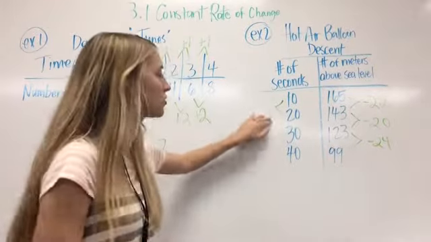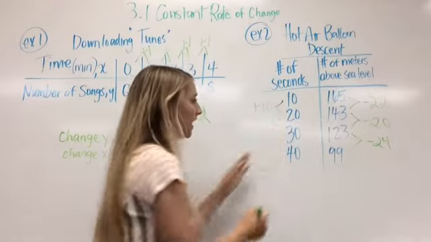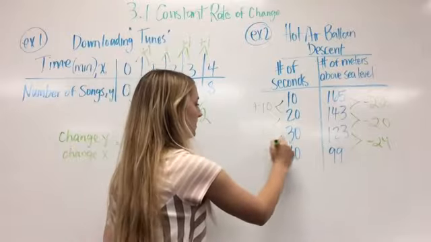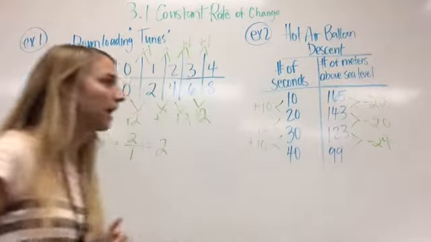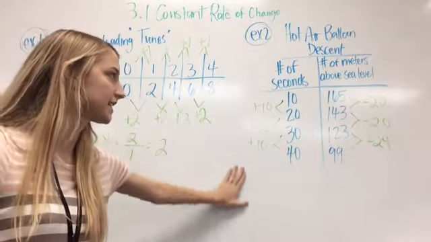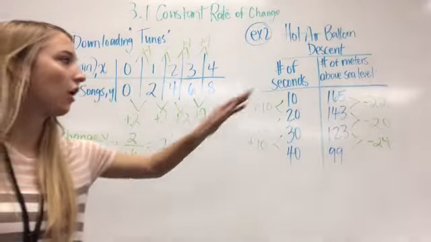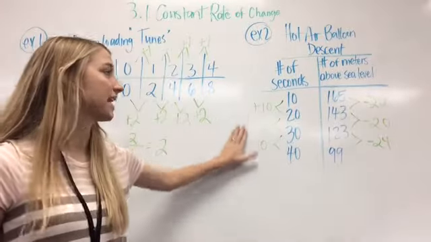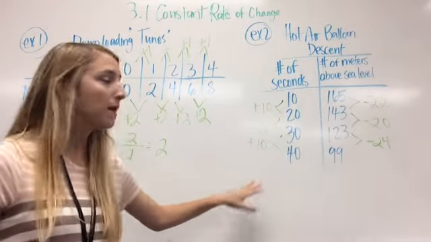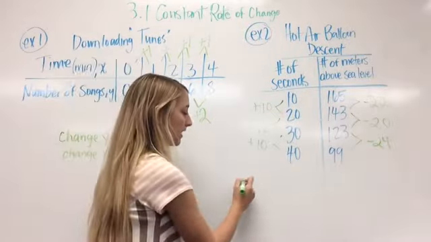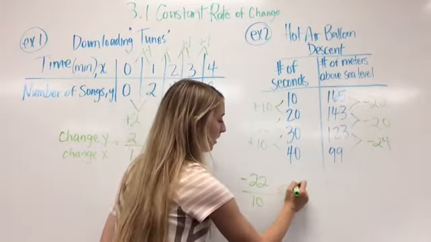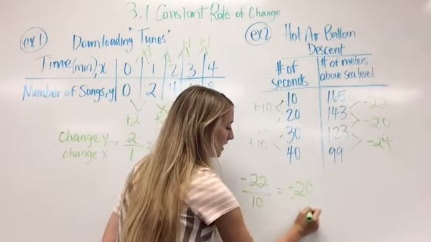So how did I get from 10 to 20? I added 10. How did I get from 20 to 30? Added 10. 30 to 40, still added 10. Okay, so let's put our change over our Y's to our change over our X's. We already know one thing, our Y's are different and our X's are the same. So that tells me already I don't have a constant rate of change. But I'm just going to write it up here, that way we get in the habit. So 22 over 10, and I can just write one more, negative 20 over 10.